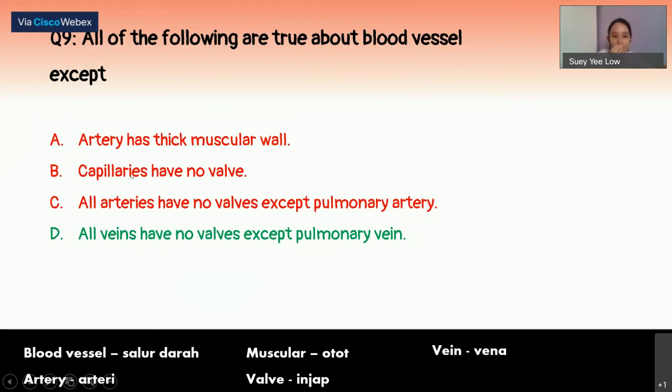Next, capillaries have no valve. The only blood vessel that has no valve is the veins. So C, all arteries have no valve. Usually arteries don't have valves, right? So all the arteries have no valve except the pulmonary artery. Here, all veins have no valve except the pulmonary vein. What is wrong? Wait, this question is confusing. Okay, so the answer is B.